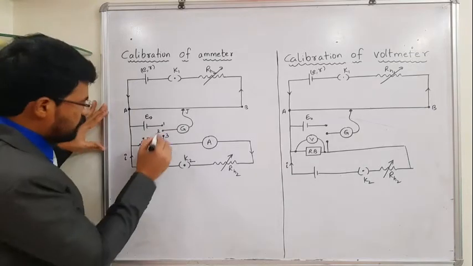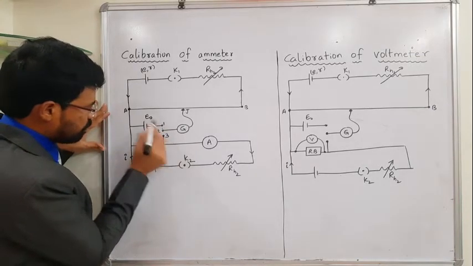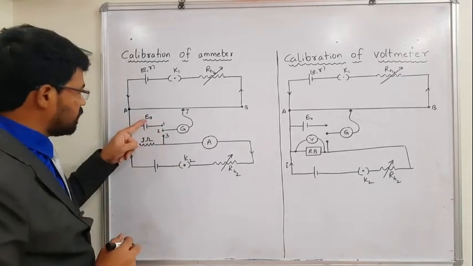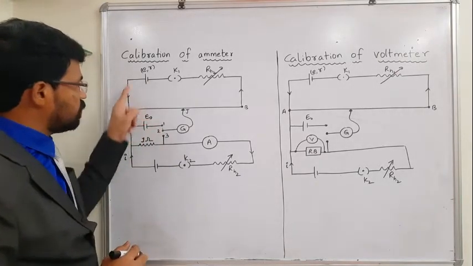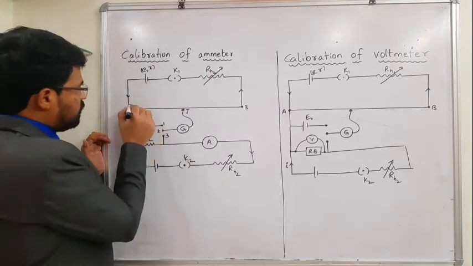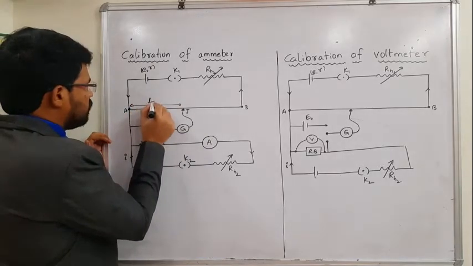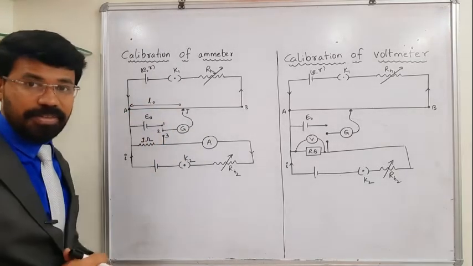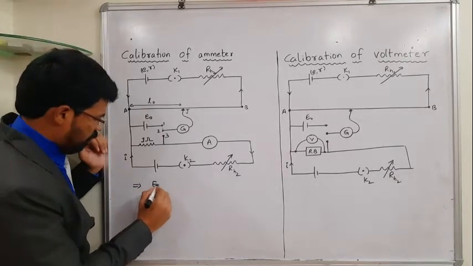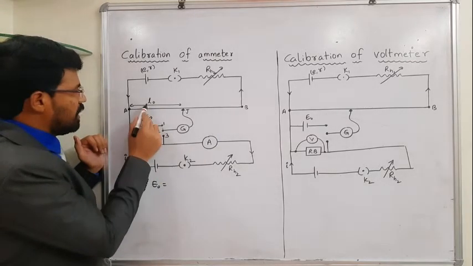First, I'm going to make a contact between terminal 1 and 2. Let us say 1 and 2 both are joined. It means this potentiometer setup is connected across this cell. Let the balancing length be L0. What does it indicate? That implies the EMF of the cell is exactly equal to the potential drop across length L0.